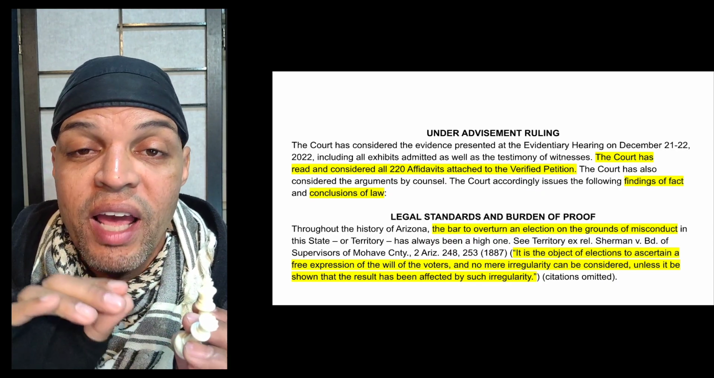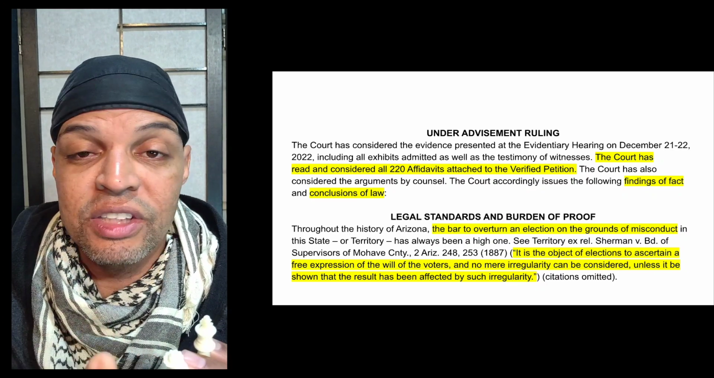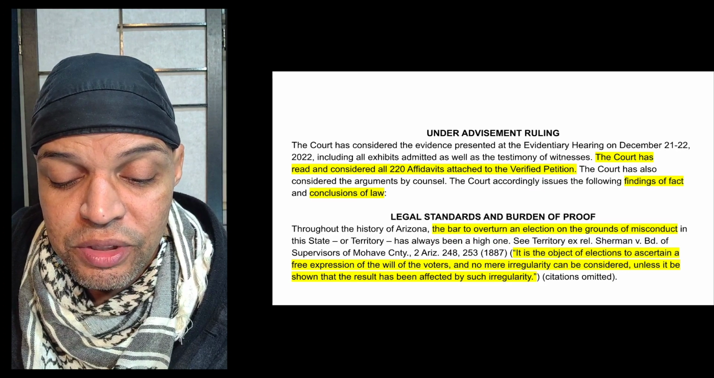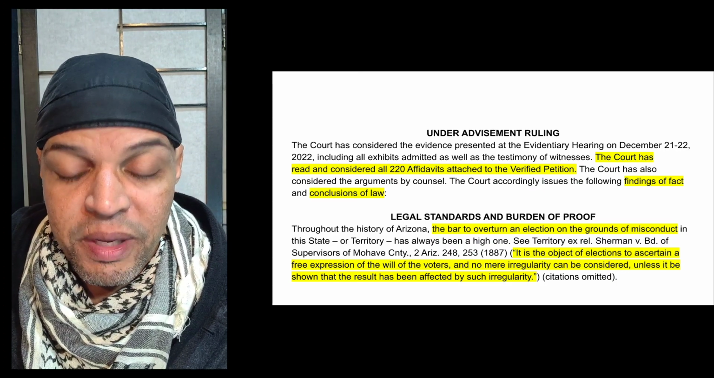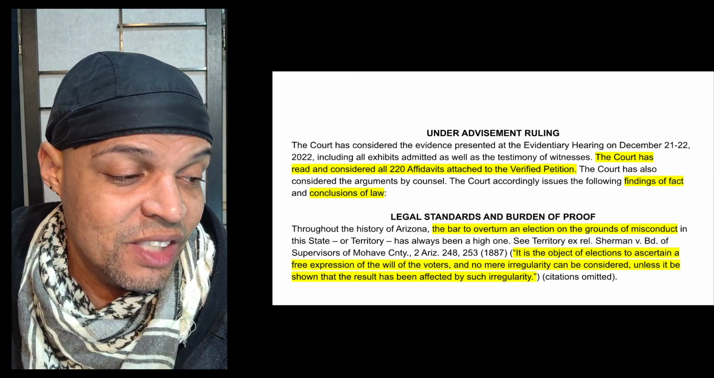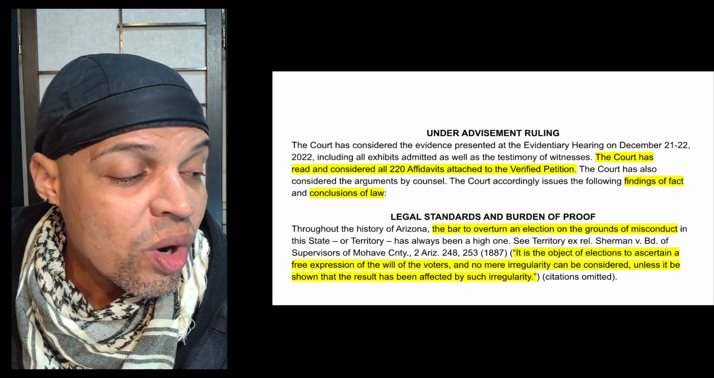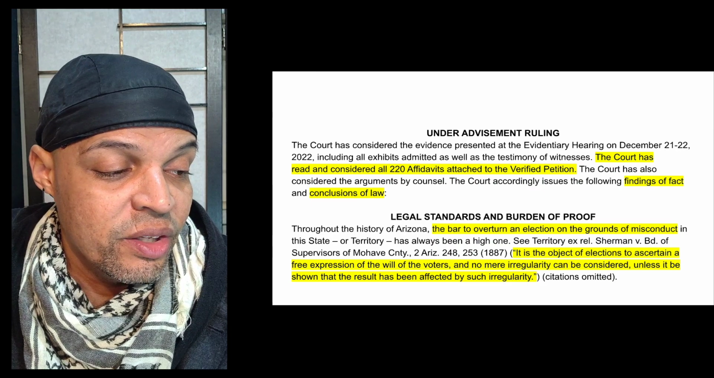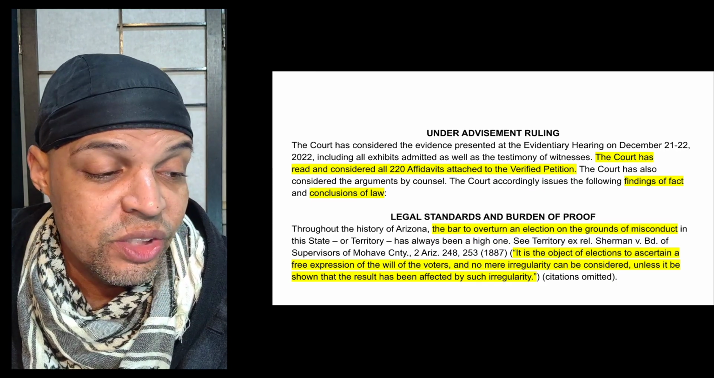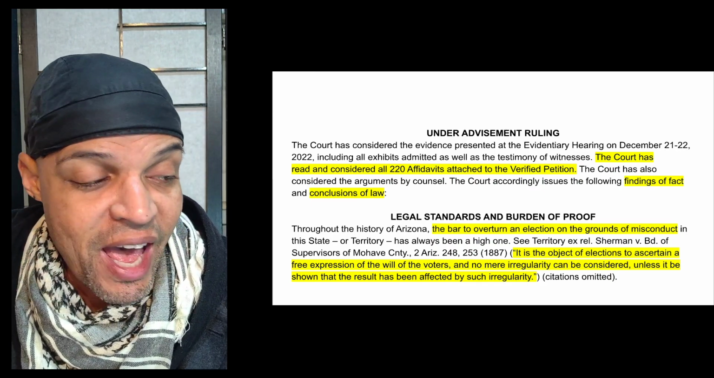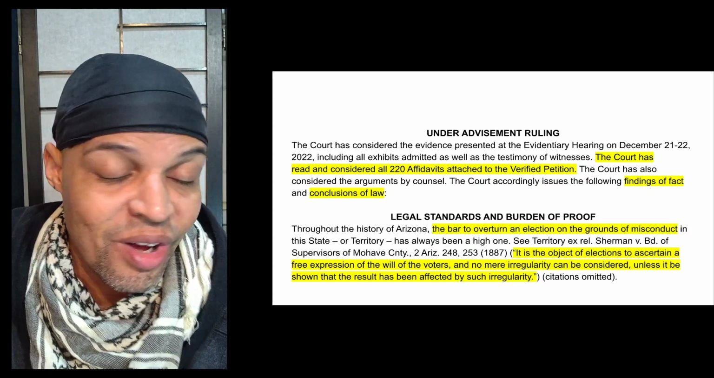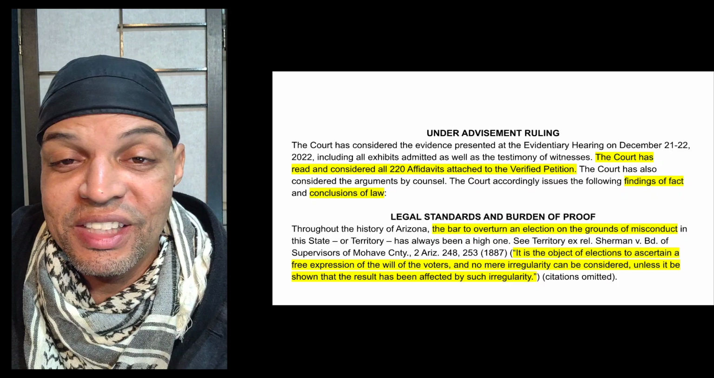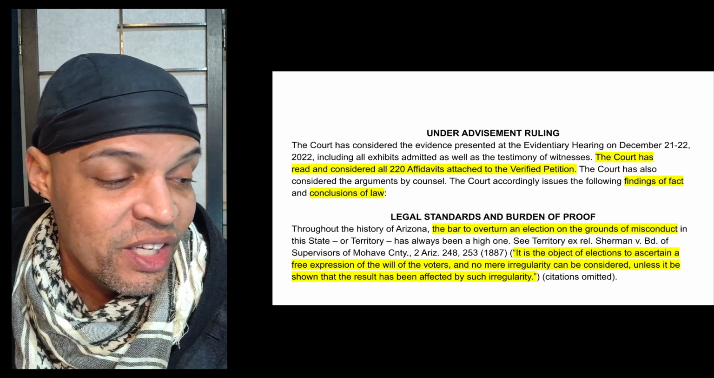Then you tell the court how you want the court to move. You tell the judge, hey, judge, I want the court to move like this. Because that's what they're supposed to do. They're your public servants. Remember that, okay? All right, let's keep it going. The court has also considered the arguments by counsel. The court accordingly issues the following findings of fact and conclusions of law. So they've found some facts. We're going to see what these facts are, and what the conclusions of law are.